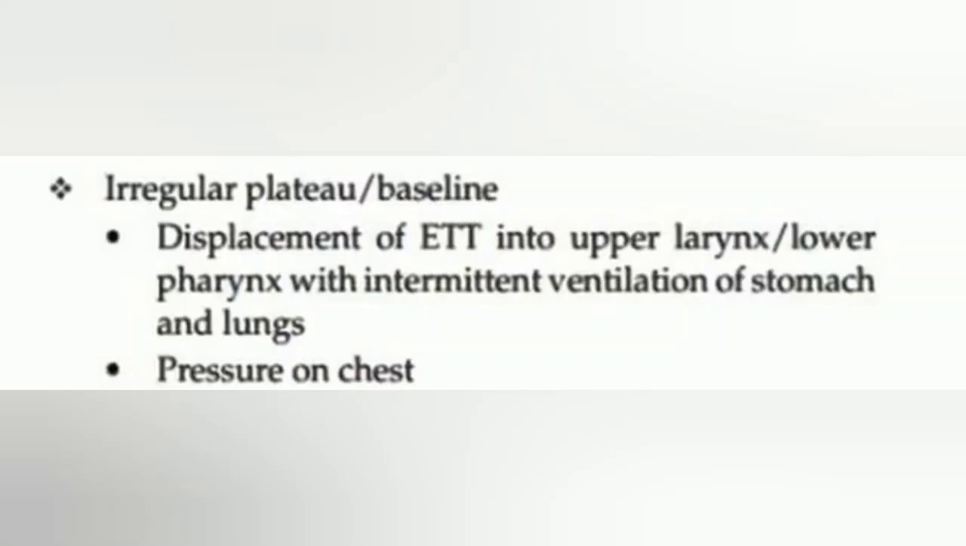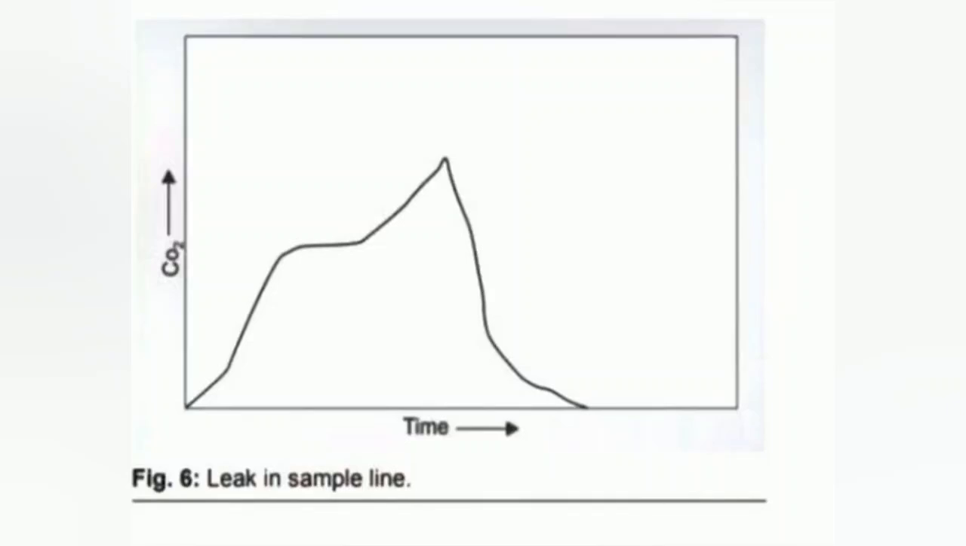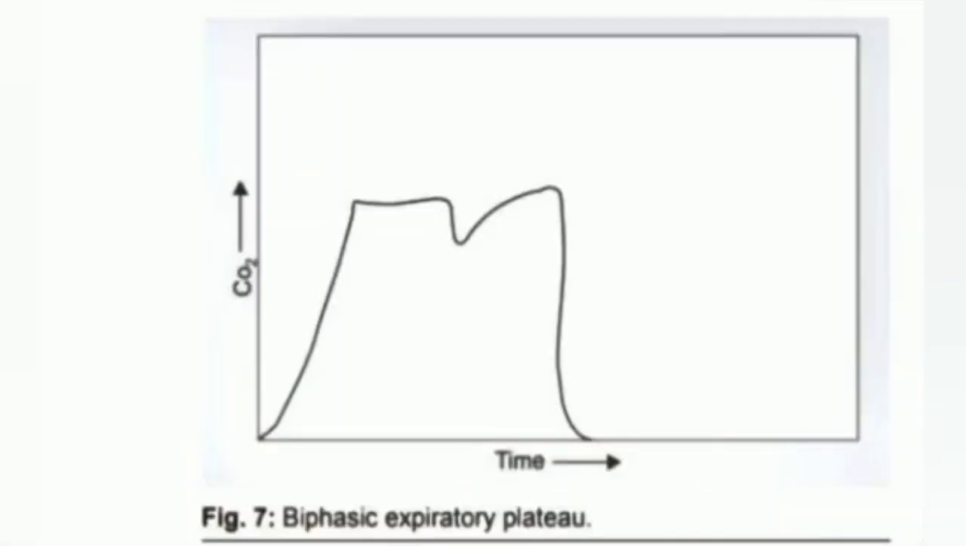This waveform reveals a distinct sloped geometry caused by a leak in the sample line during intermittent positive pressure ventilation. A second set of deviations point toward different mechanical failures. This graph illustrates a biphasic expiratory plateau. The clefted dual peak is characteristically seen in cases of severe kyphoscoliosis or during single lung ventilation.